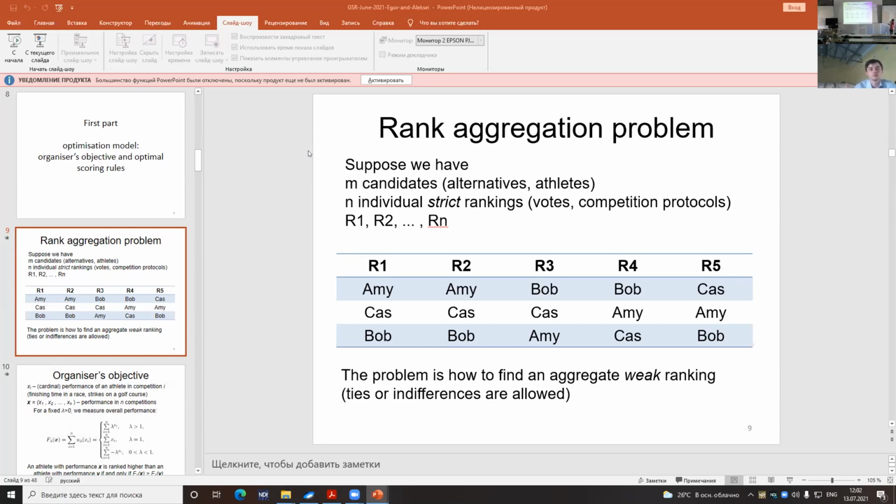And here on the slide, you can see a typical protocol where you have 5 competitions, R1, R2, R3, R5, and 3 candidates, or 3 athletes, Amy, Cass, and Bob. And they are ranked according to their finishing position. So in the first race, Amy was first, and she is above. Cass was second, and Bob was third. And for instance, in the 5th race, Cass was first, Amy was second, and Bob was third. And the problem is how to find an aggregate weak ranking, weak because we allow ties or indifferences in our aggregate ranking. But as input, we take only strict rankings.